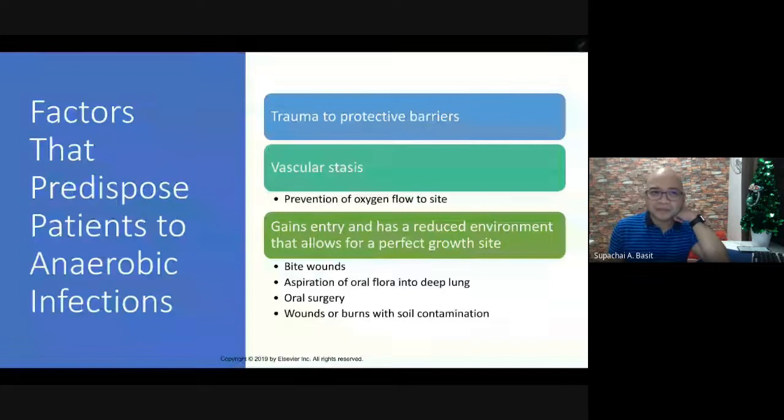So do you know that patients who are infected with anaerobic bacteria are actually more medically significant and dangerous as well. There are factors that predispose patients to anaerobic infection. Number one is trauma to protective barriers, meaning if there has been a wound that is inflicted. Number two is vascular stasis. This is common if there is ischemia.